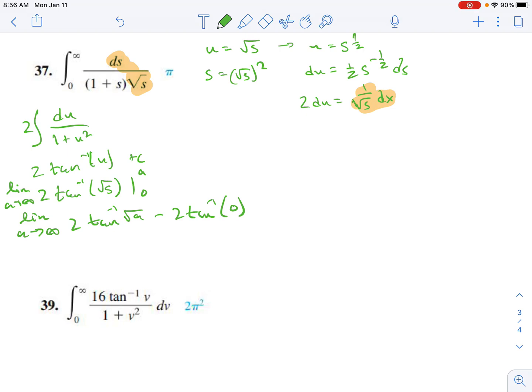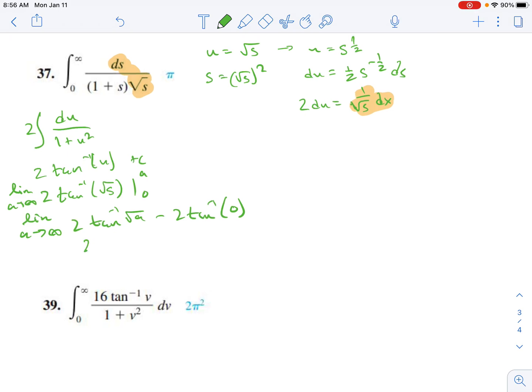and the inverse tangent of infinity is pi over 2, so that's 2 times pi over 2, and the inverse tangent of 0 is 0, and so 2 times pi over 2 equals pi. So our answer is pi, just like the answer key says.